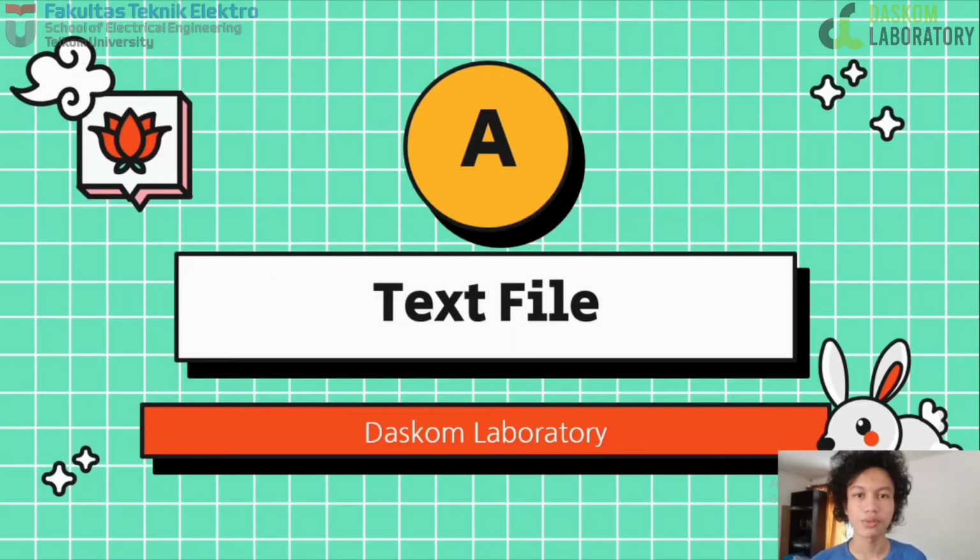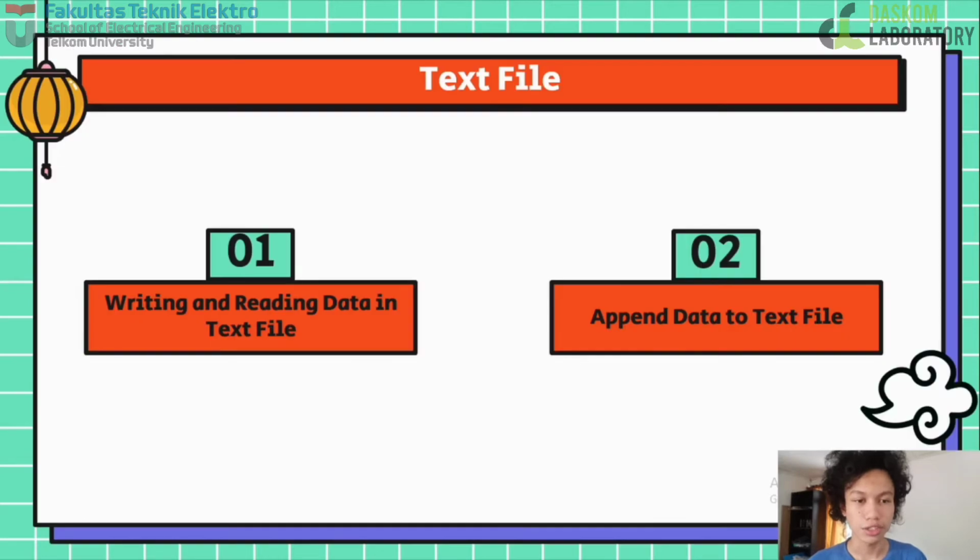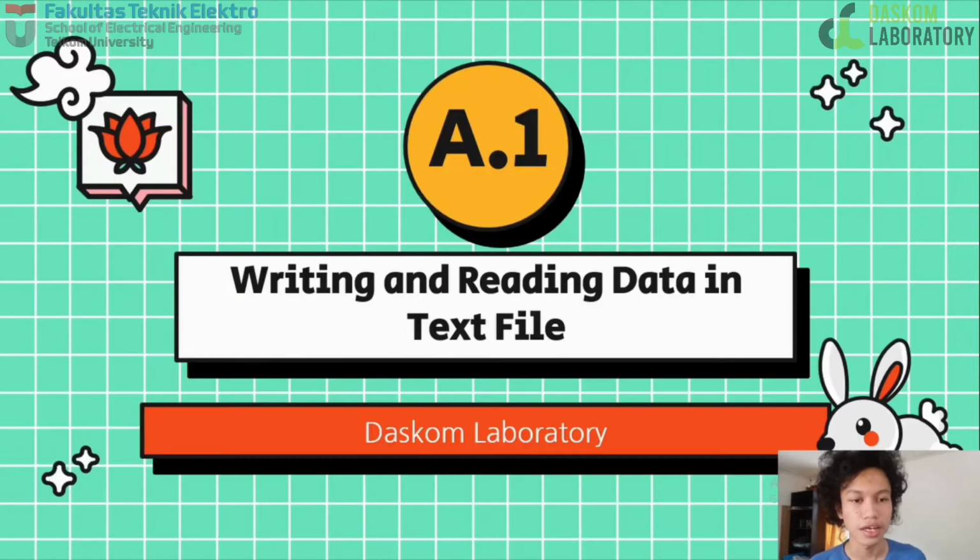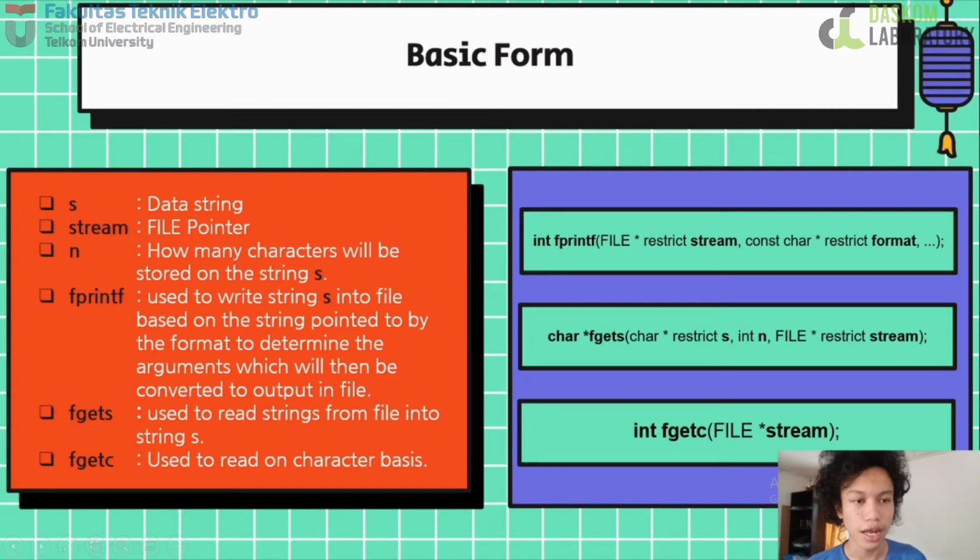After knowing the difference between text files and binary files, now we can go into processing the text files. In text files, there are two different procedures. The first one is writing and reading string data in a text file, while the second one is adding string data in a text file.